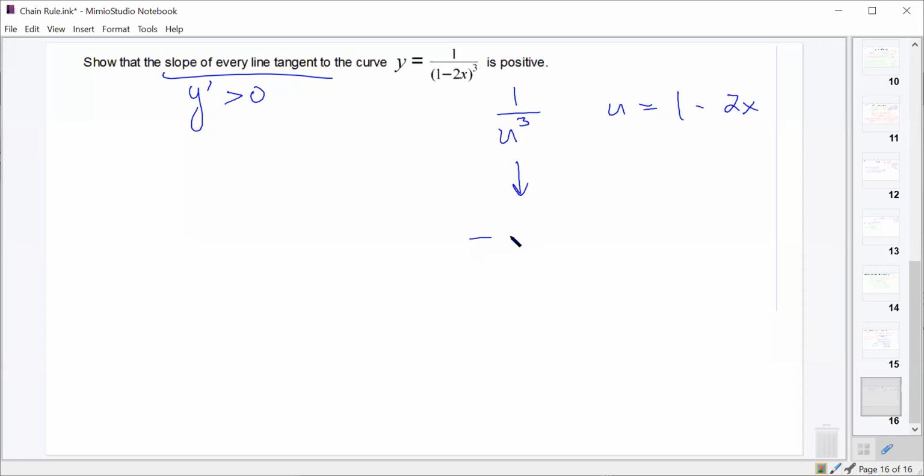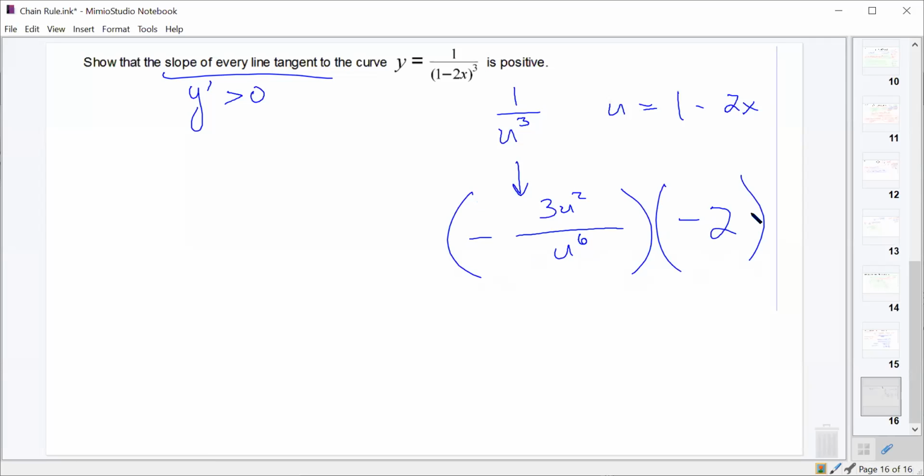That ought to be negative, right? G prime, the denominator, its derivative. What's the derivative of u cubed? 3u squared. Okay. Over the denominator squared, u cubed squared is u to the 6th. And then we need to multiply that by the derivative of 1 minus 2x, which is negative 2.